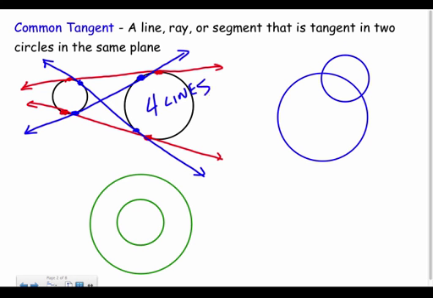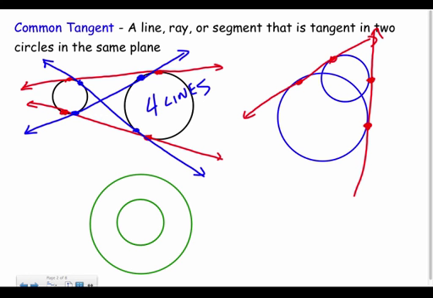What about my next situation, the blue circles? This time I don't have any crisscrossers, but I have the outsides. I could get one about right here, point of tangency, and I can get one about right there as well. Kind of missed it, but you're pretty close. So that one has 2 lines.